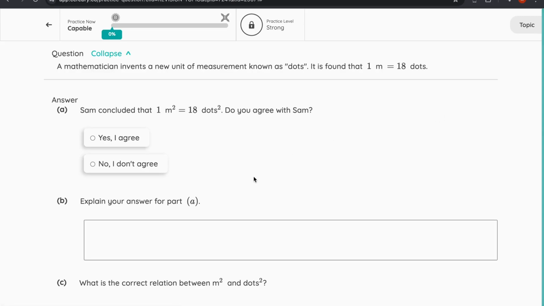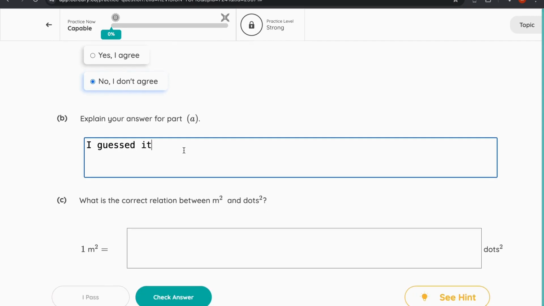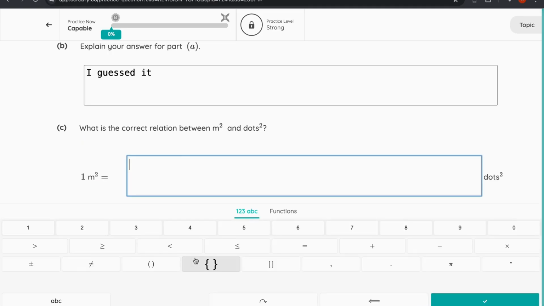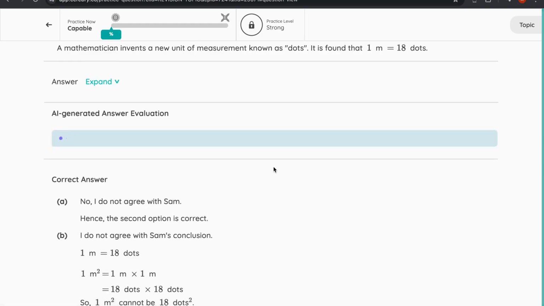At Cerebry, we also provide open-ended questions. For example, in this question, if 1 meter is equal to 18 dots, then Sam has concluded that 1 meter square is 18 dot squares. So let's say if I say no, I do not agree, the system asks you to explain the answer for part A. Let's say I randomly put it as I guessed it and answer this question, let me click on check answer. This is now being evaluated by the AI.